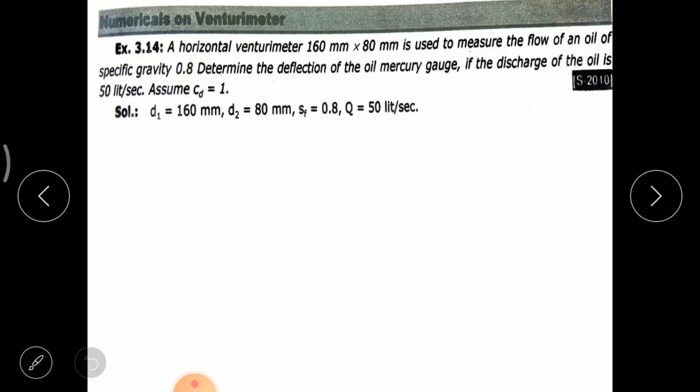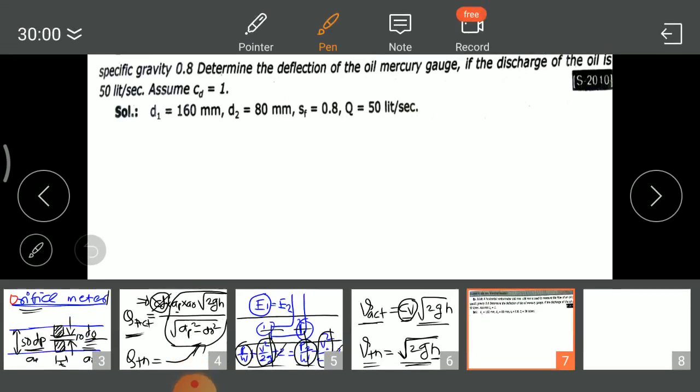In this lecture, we will see some numericals on venturimeters. As you know, in the last lecture we discussed three applications of Bernoulli's theorem or Bernoulli's equation. One is the venturimeter, the second is the orifice meter, and the third is the pitot tube. Now we will see some numericals related to each application. First of all, we will start with the venturimeter.